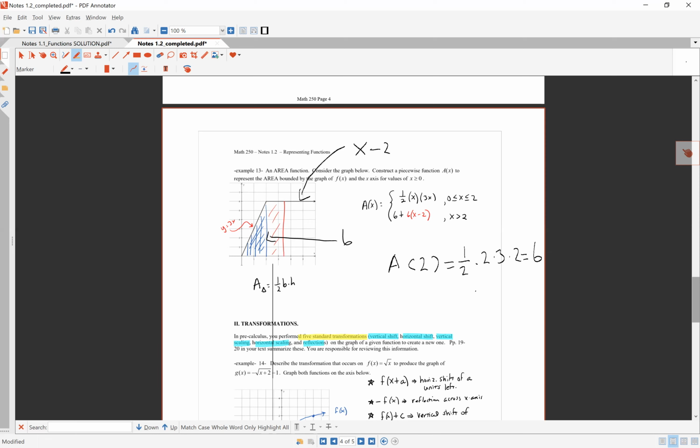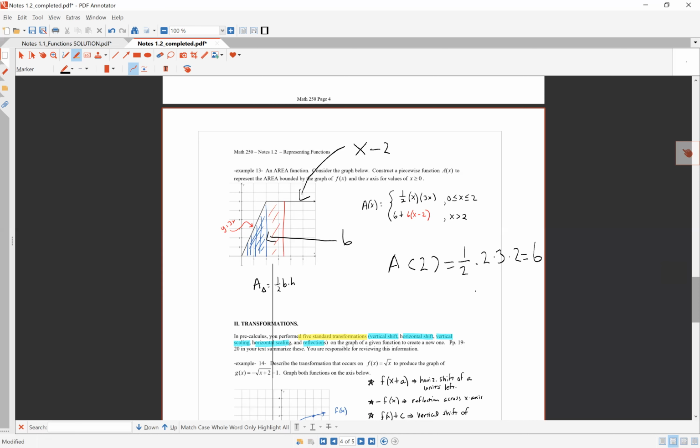So you have to add on the area of the rectangle. That's where you're seeing that for x greater than 2, it's 6 plus. The 6 represents the area of the triangle. Now you have the area of a rectangle. Let's say you go out a distance x. You have to subtract off 2, so the base is x minus 2 and the height is 6. So for x greater than 2, you add the area of the triangle, which is 6, and then the area of the rectangle, where the height is 6 and the base is x minus 2.